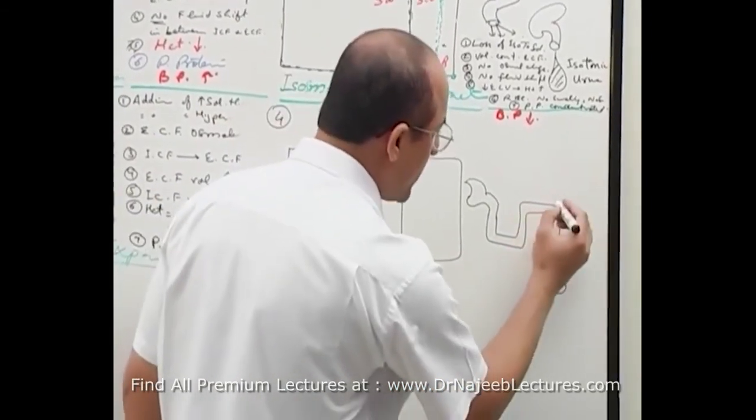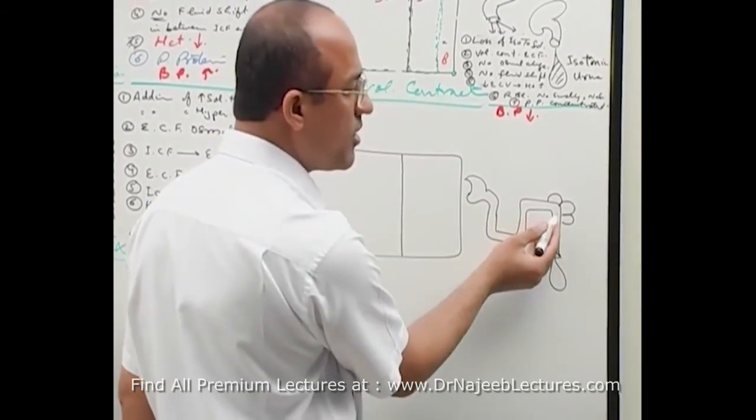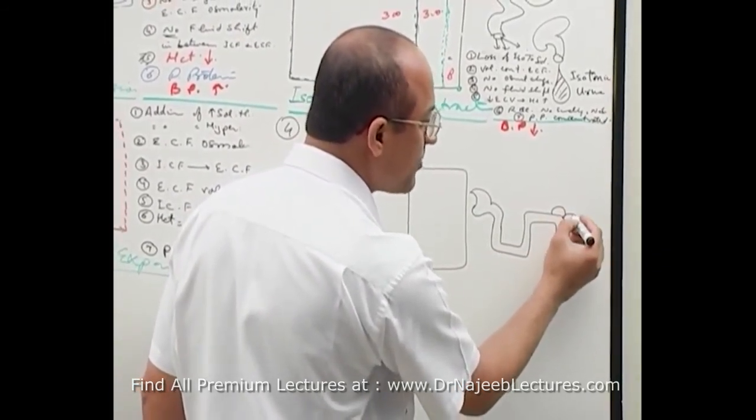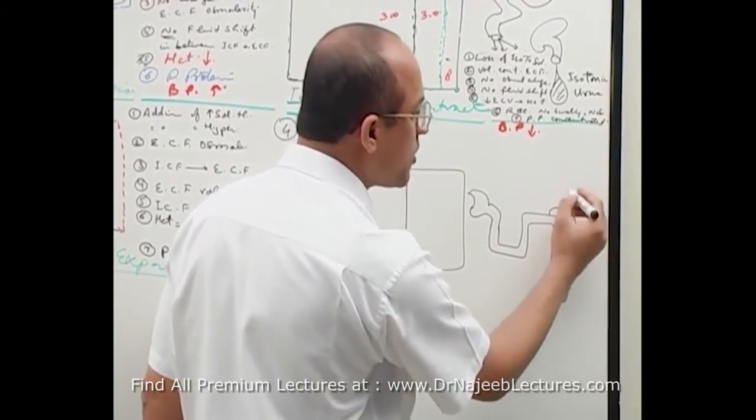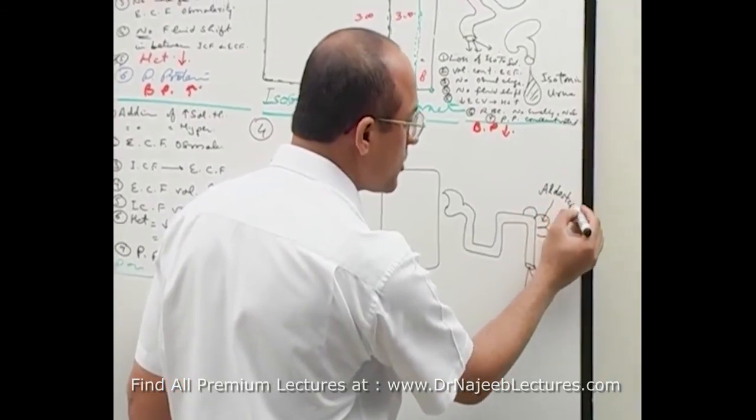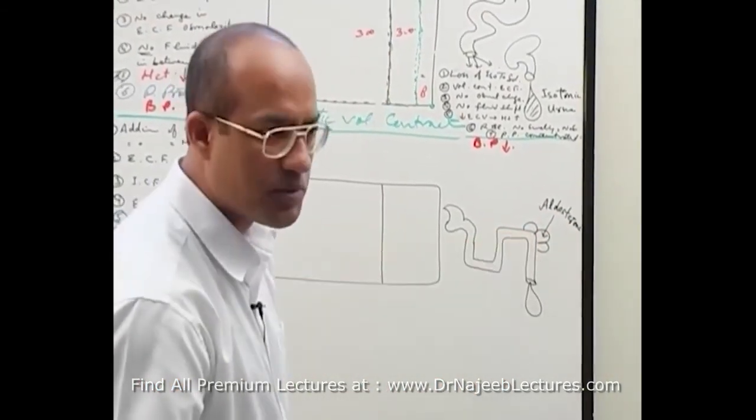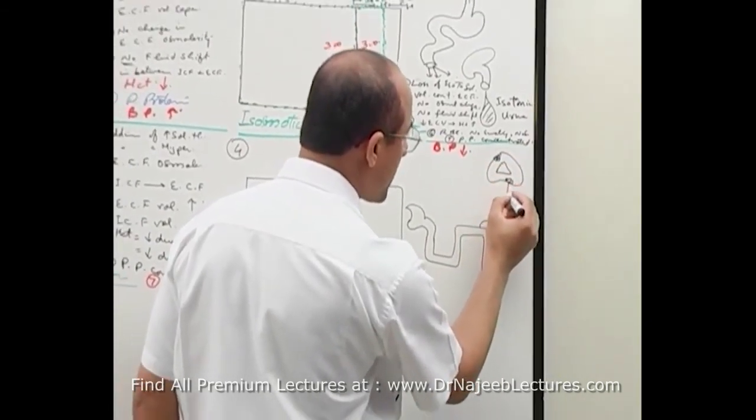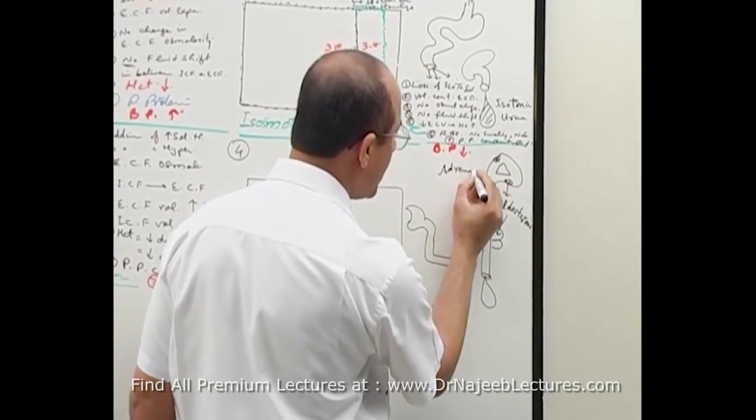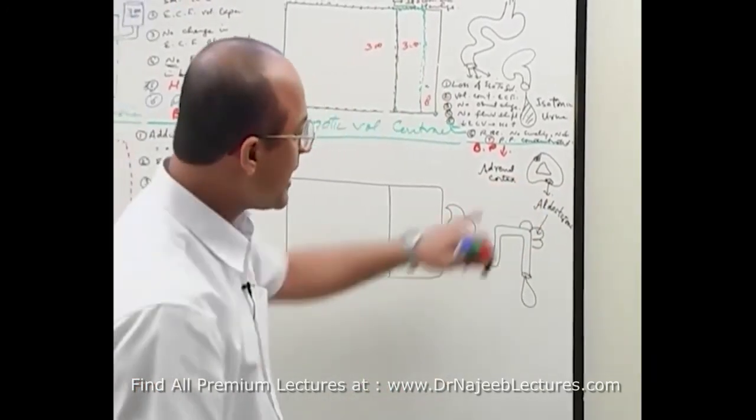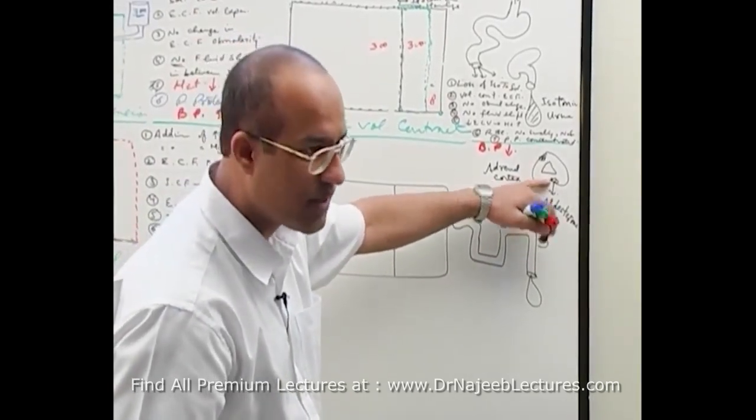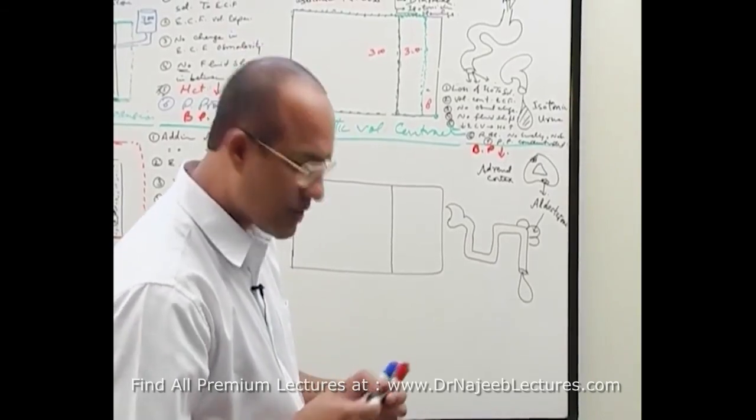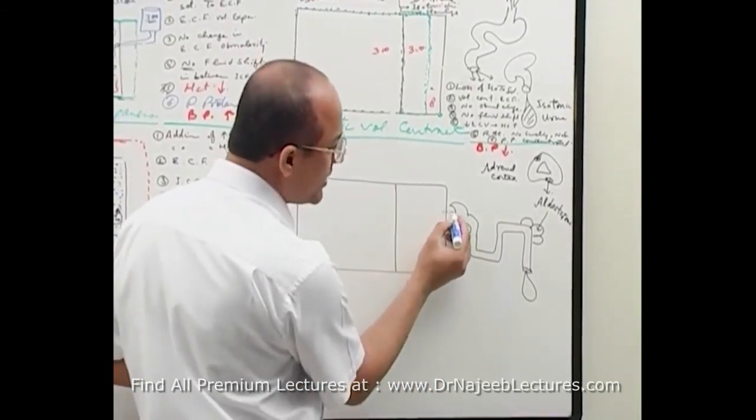Now, let me tell you something. Actually, there are some special cells in the distal part of the nephron and the collecting tubule of the nephron. These are called principal cells. What are these cells called? Principal cells. On these principal cells, a hormone works which is called aldosterone. This hormone comes from the adrenal gland cortex. The adrenal cortex has a special area called zona glomerulosa. This zona glomerulosa produces aldosterone. Aldosterone acts on which cells? Principal cells.